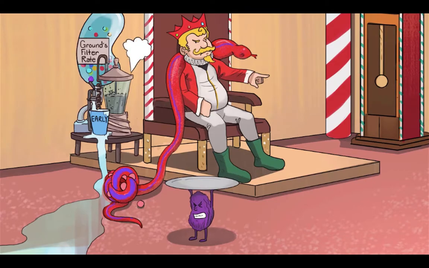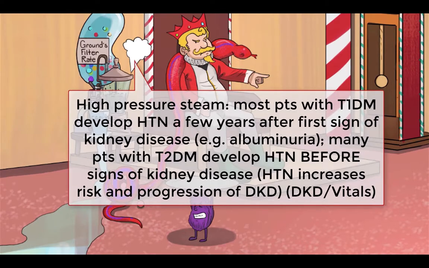Hypertension is common in patients with diabetes, but the timing is a bit different in the setting of type 1 versus type 2 diabetes. In patients with type 1 diabetes, blood pressure doesn't really begin to rise until after the first signs of renal disease. As we'll detail in a moment, the first sign of renal disease is a moderately increased albuminuria. A few years later, blood pressure starts to rise and continues to increase as renal disease progresses.